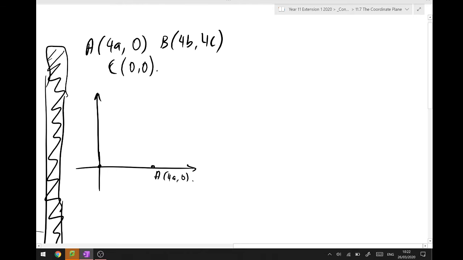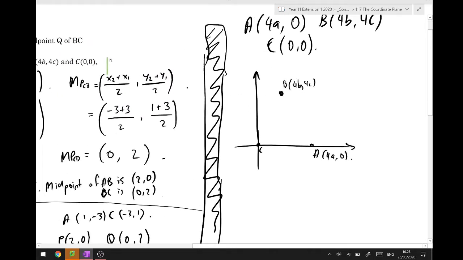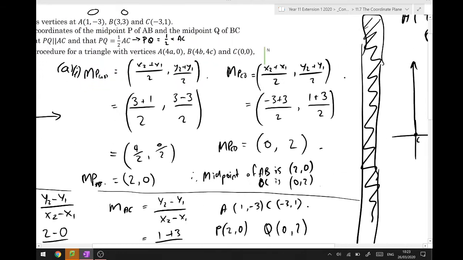We know where C is. C is on the origin, so that's nice and easy. And B is 4B, 4C. We don't know what that is. It's going to be somewhere here, like somewhere in this region, probably. So let's say it's here, just for the sake of things. So 4B, 4C, which is B. Okay, so it's going to make some triangle in some form.